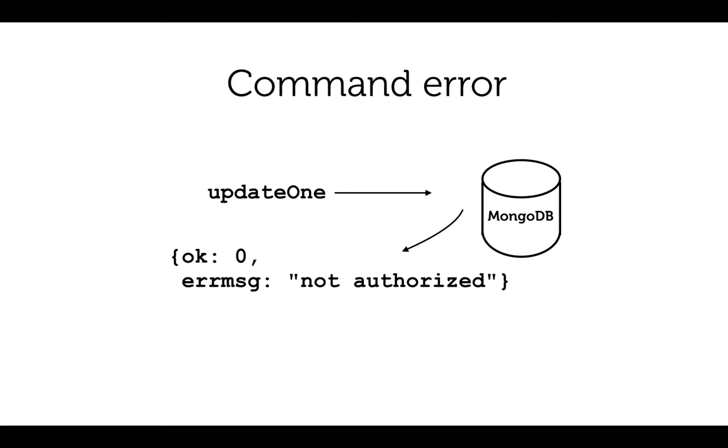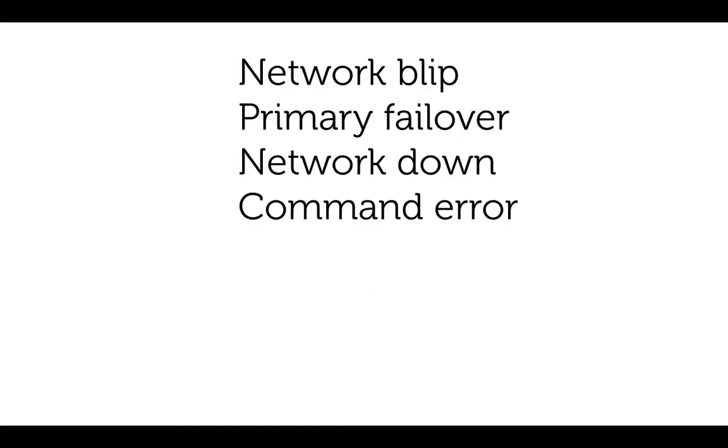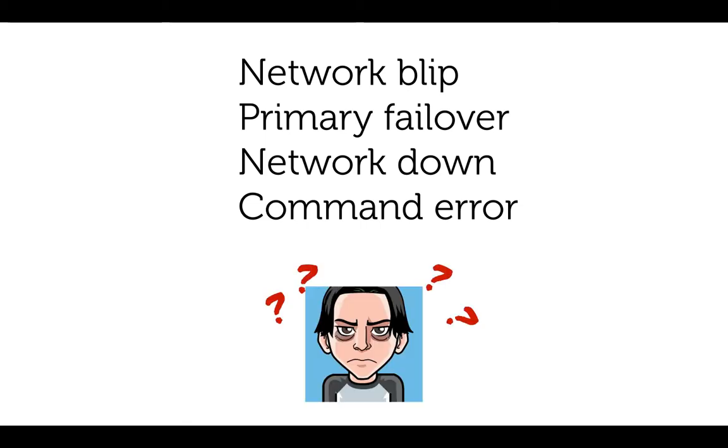So given that these four errors are not completely distinguishable from each other, and they all require different responses from our application, how can we come up with a single smart strategy that Ian can implement that will make his application resilient?